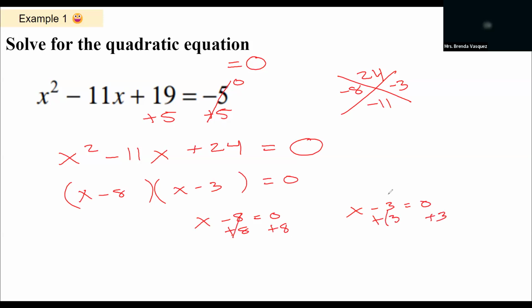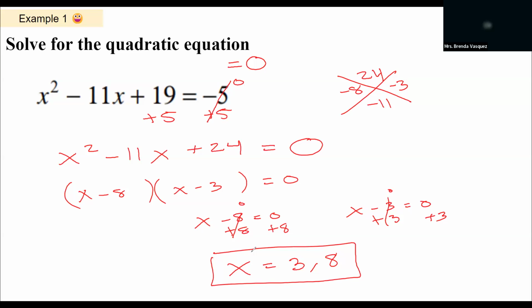And again, some of you guys are going to already identify your shortcuts, whatever you guys need to do. But make sure you check your work. What are my solutions? +8 and +3, or +3 and +8. The order in which the x solutions are given does not matter. You still have the solutions present there.